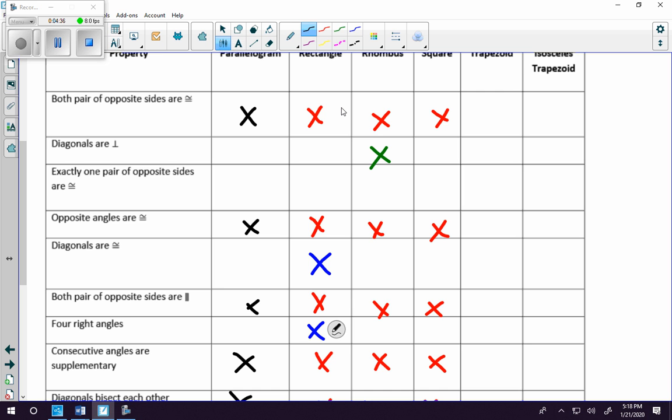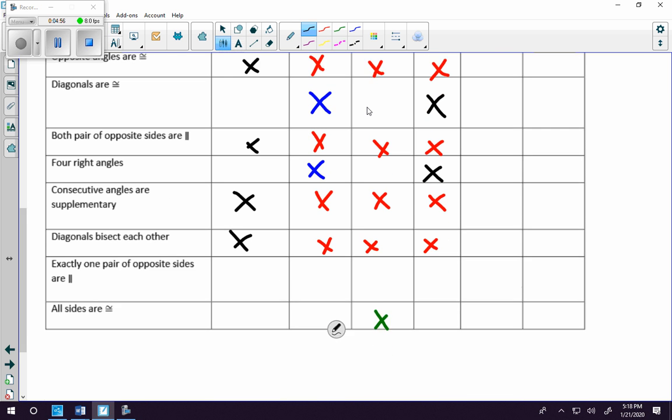First one, for square. Are the diagonals perpendicular? Yes. Is there exactly one pair of opposite sides congruent? No. Are the diagonals congruent? Yes. Are there four right angles in a square? Yes.